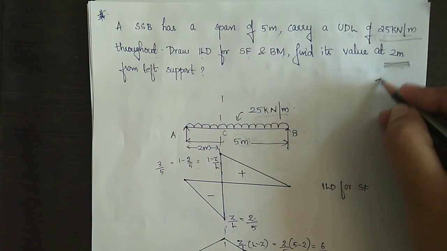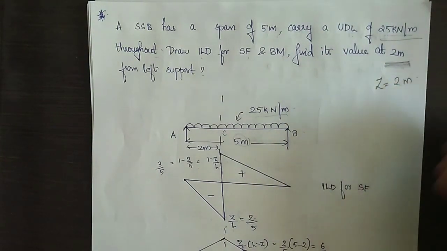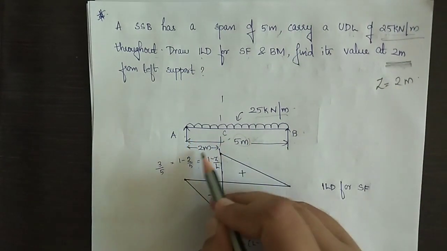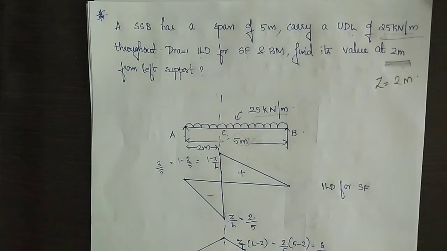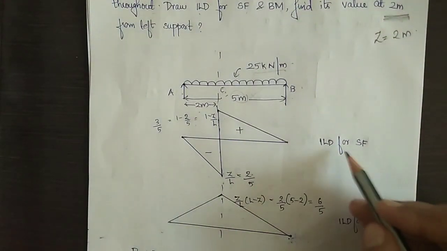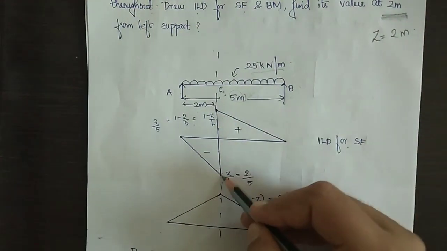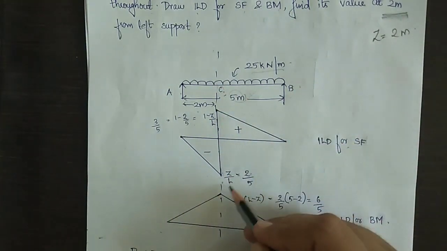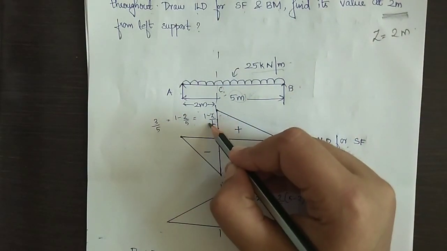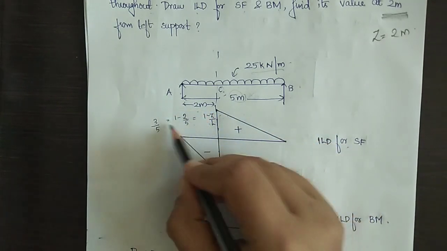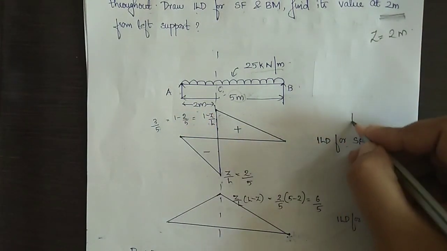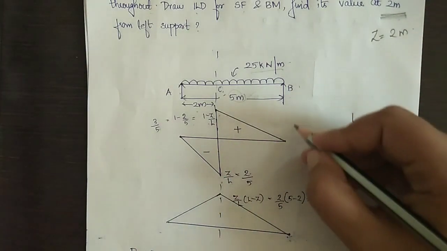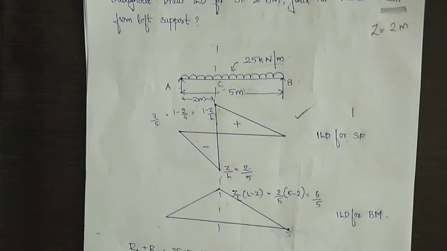That is, section is at a distance of 2 meter from left support. I have marked C, the section at 2 meter distance from A. To plot ILD for shear force at section, I have drawn a line through the section. Bottom point is Z by L, top point is 1 minus Z by L. Now join to both the ends. Together, if this 2 by 5 and 3 by 5 give a summation of 1, then this plot is right.